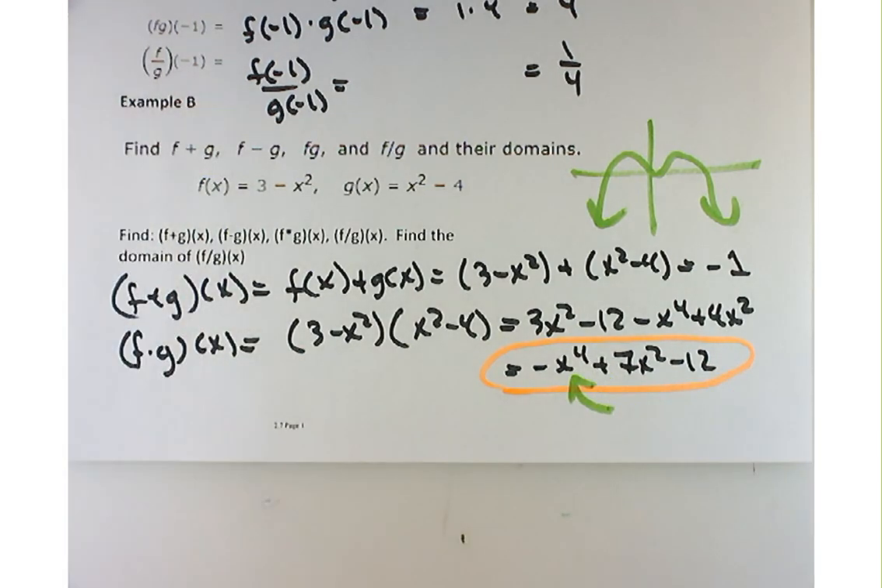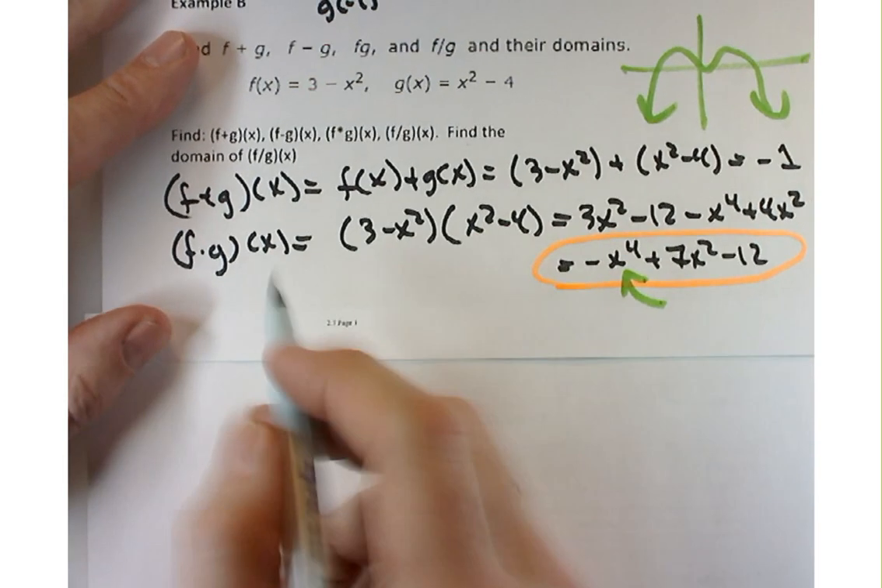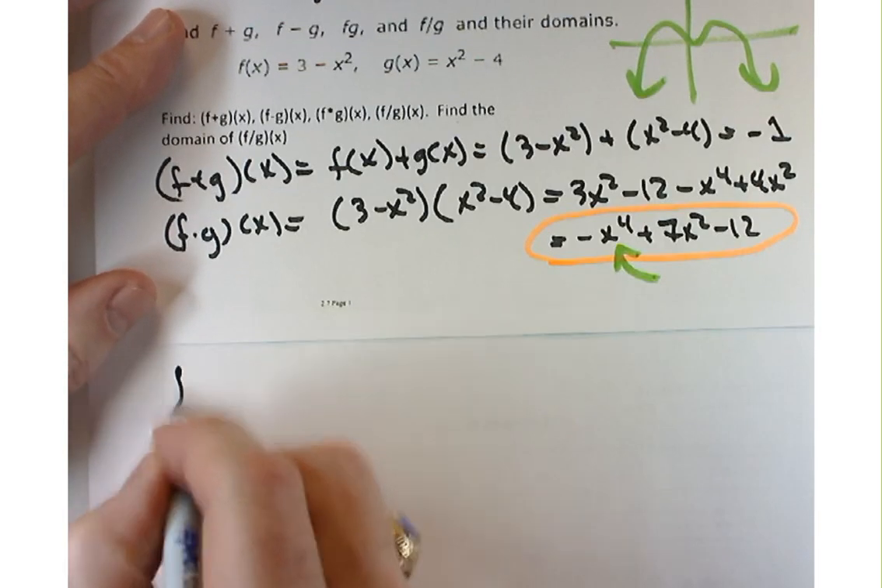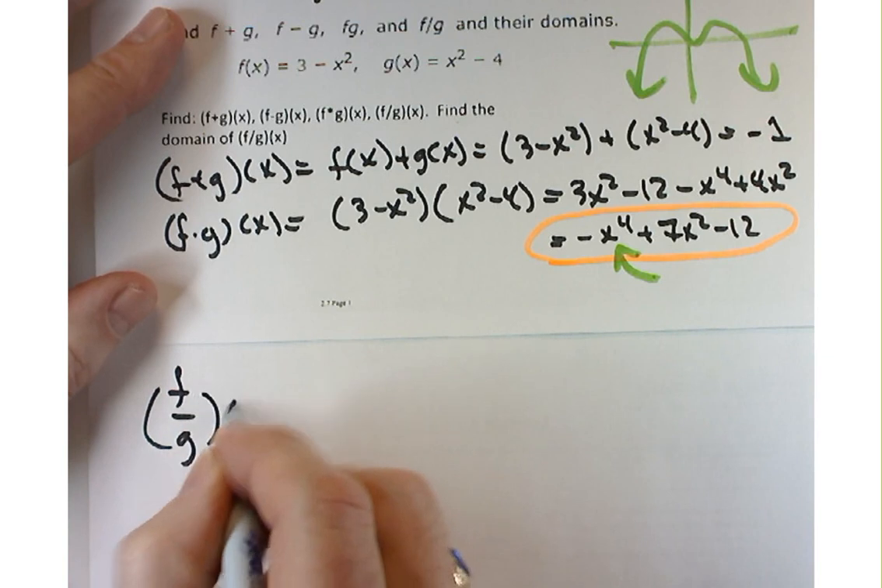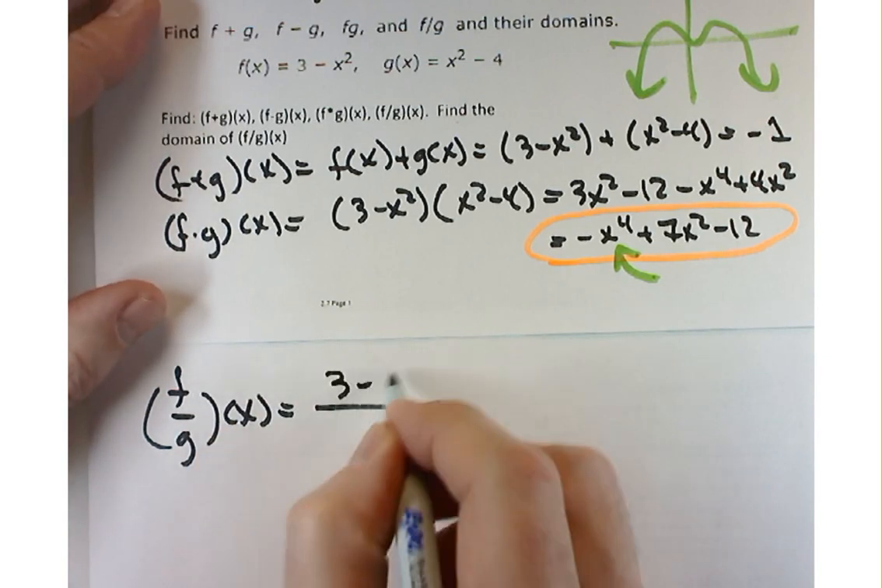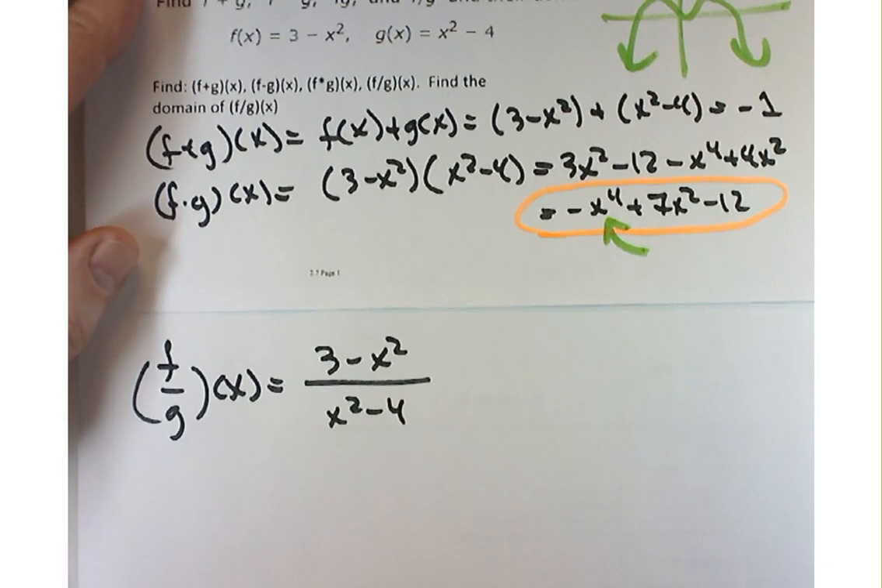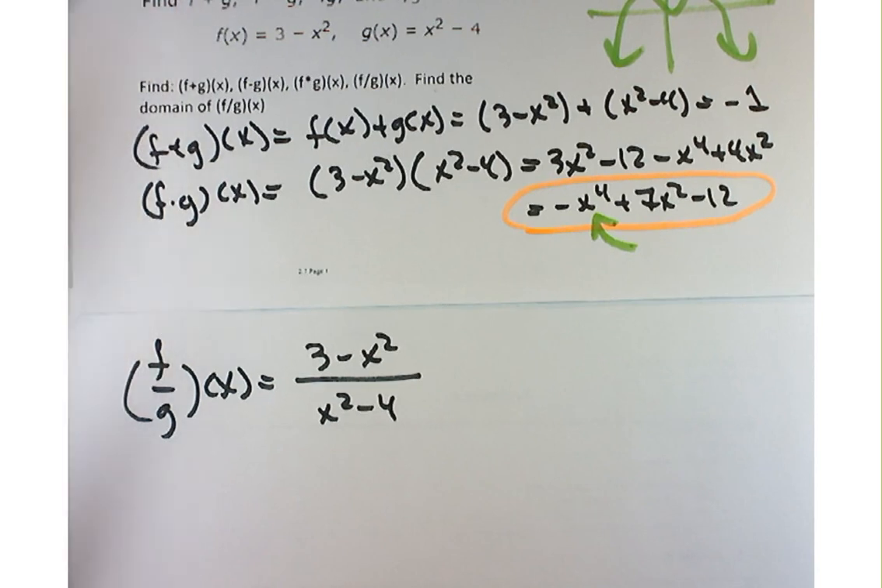Let me move on to the last piece of this, which is the domain of f divided by g. So f divided by g of x would simply be 3 minus x squared over x squared minus 4. And I want the domain of this. So, what's the domain? Or what problems might I have with the domain for a function like this?